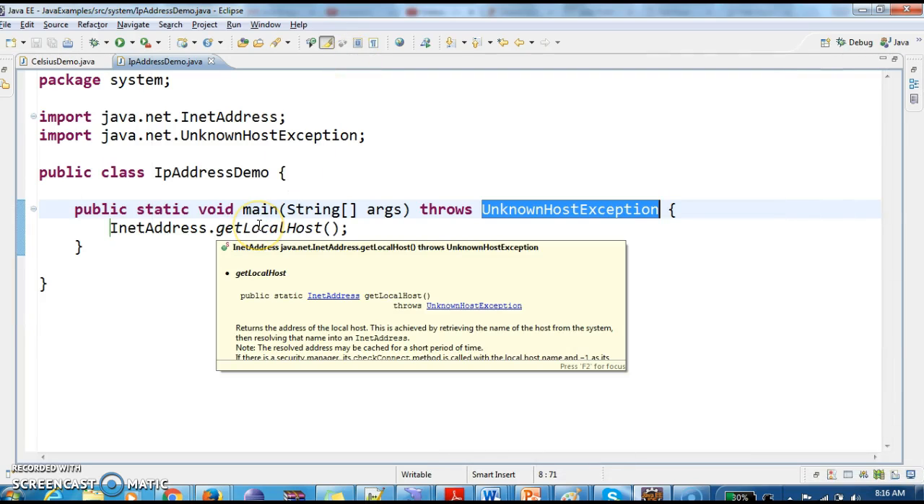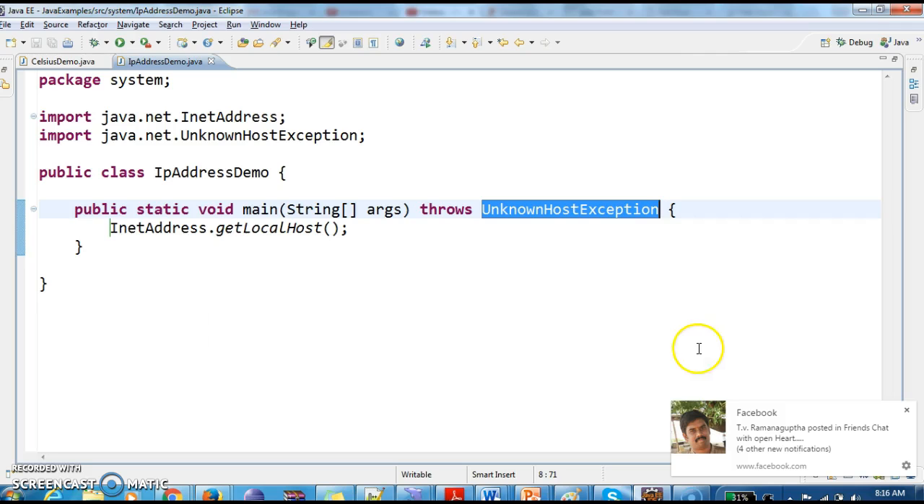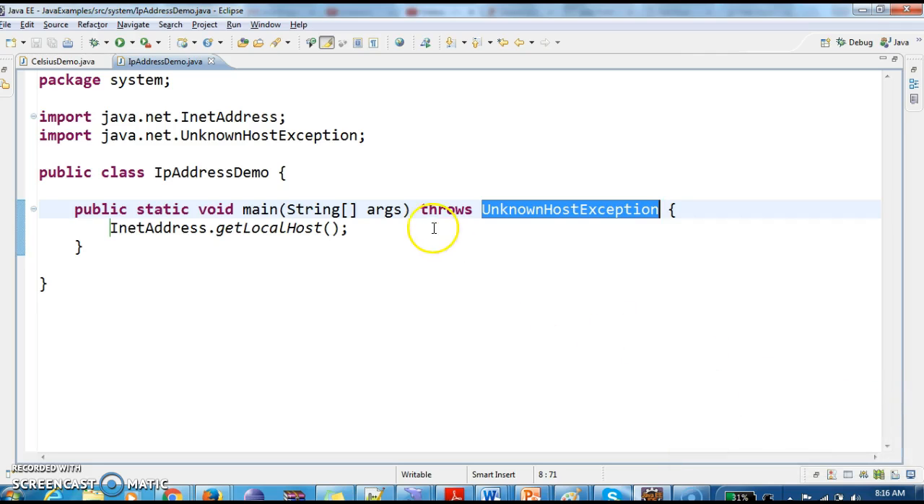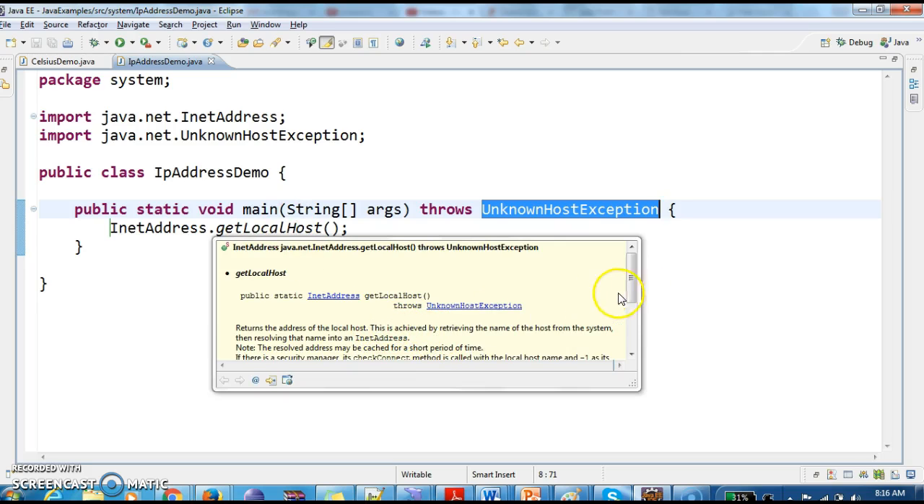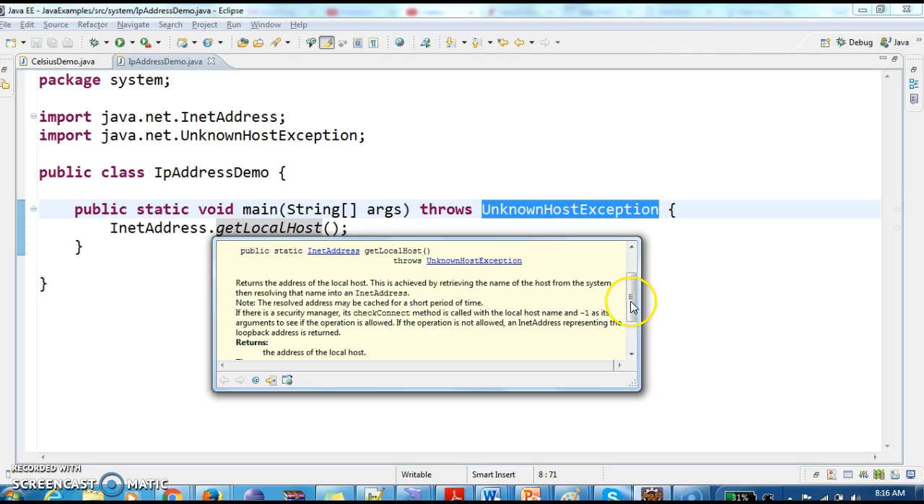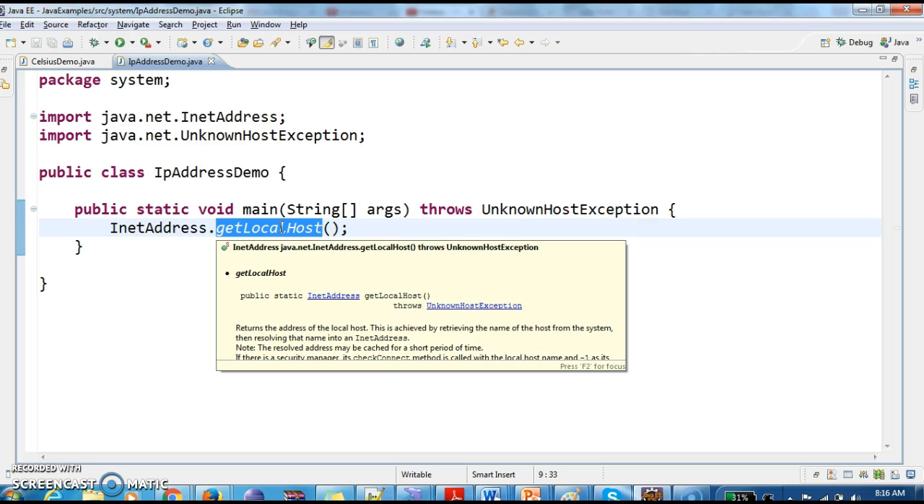So let's see what this getLocalHost does. It returns the address of localhost. This is achieved by retrieving the name of the host from the system, then resolving the name into an InetAddress. The resolved address may be cached for a short period of time. So even this resolved IP address gets cached for some period of time.